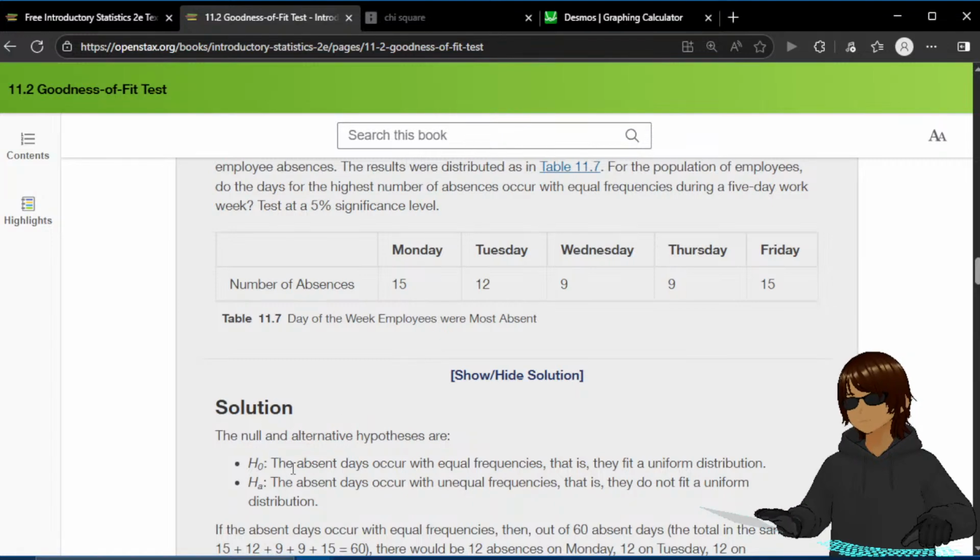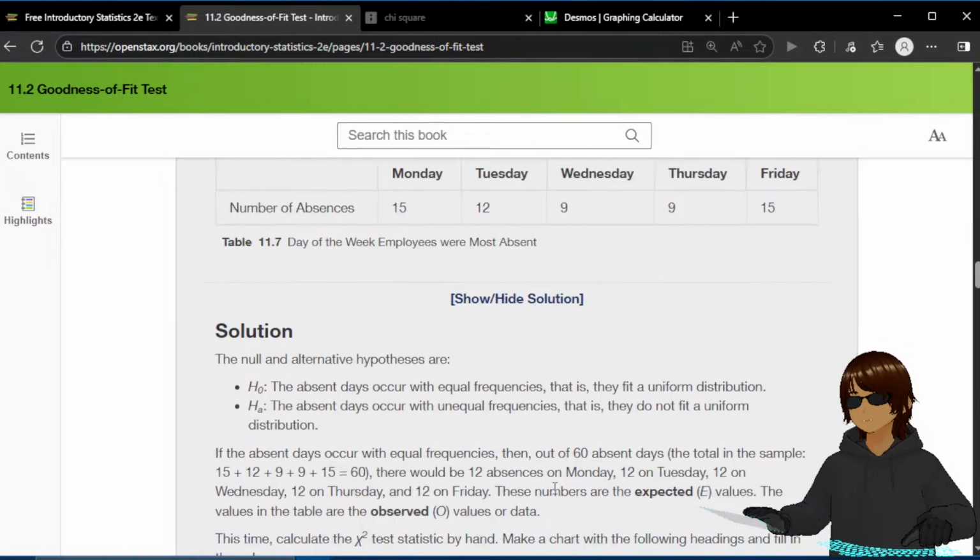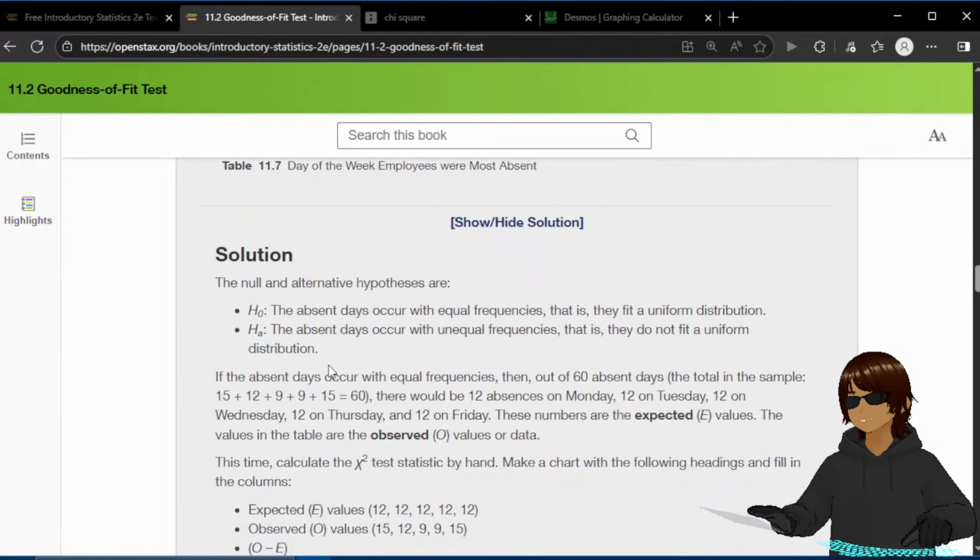Null and alternative hypothesis: the absent days occur with equal frequencies, that is, they fit a uniform distribution. The alternative: the absent days occur with unequal frequencies. If the absent days occur with equal frequencies, then out of the 60 absent days, there would be 12 absences on Monday, 12 on Tuesday, 12 on Wednesday, 12 on Thursday, and 12 on Friday. These are the expected values.